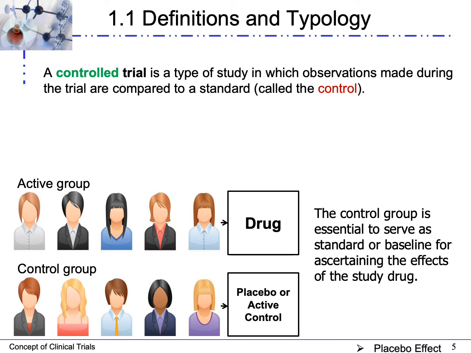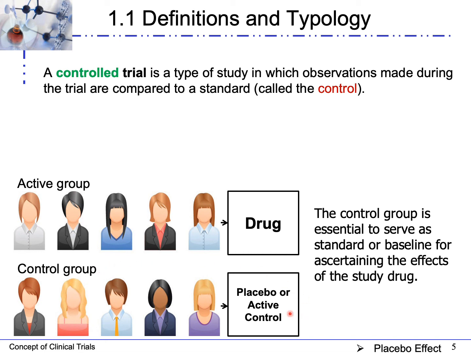A controlled trial is a type of study in which observations made during the trial are compared to a standard called the control. What it means is that study participants are receiving either the drug and they are part of the active group, or they are receiving a placebo or an active control and they are part of the control group.